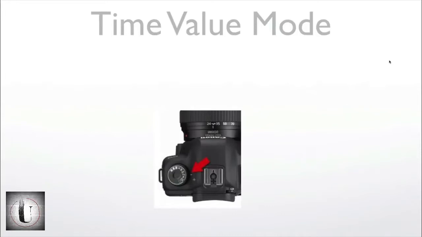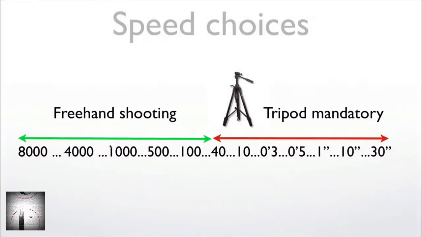Okay, the time value mode. The time value mode is the opposite of the AV mode. You decide the time and the camera is going to decide the aperture. So what type of time, of speed, do we have in a camera?